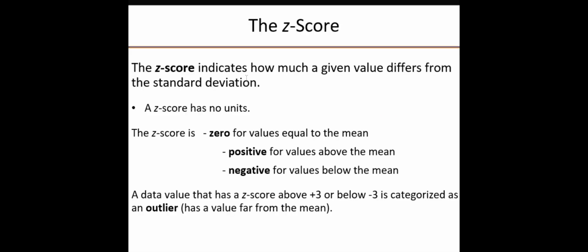So they simply, as the book says, indicate how much a given value differs from the standard deviation, regardless of where that data comes from, okay? So the z-score is 0 for values equal to the mean, and positive for values above the mean, and negative for values below the mean. Well, if we have a value that gives us a z-score more than 3 or less than -3, we often categorize that as an outlier.